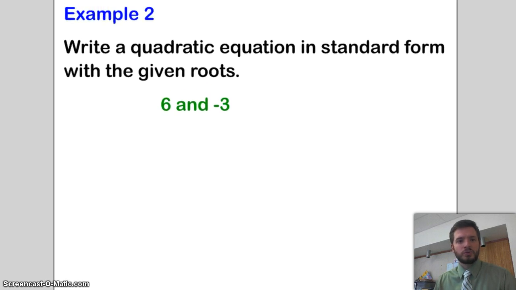It says to write a quadratic equation in standard form with the given roots. Standard form is ax squared plus bx plus c equals 0. It needs to be an equation, so it has to be equal to 0. If these are the roots, then x equals 6 and x equals negative 3. We're going to work backwards. In this case, I can subtract 6 from both sides, so it's x minus 6 equals 0.